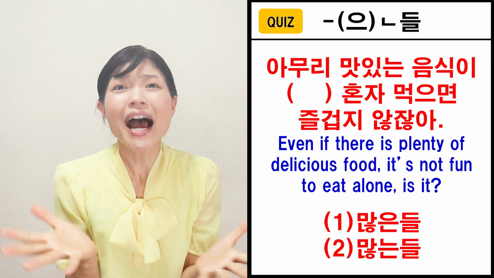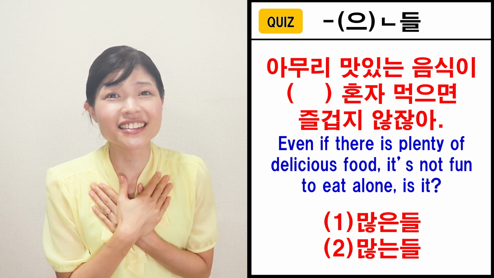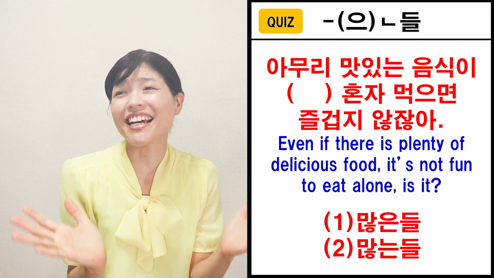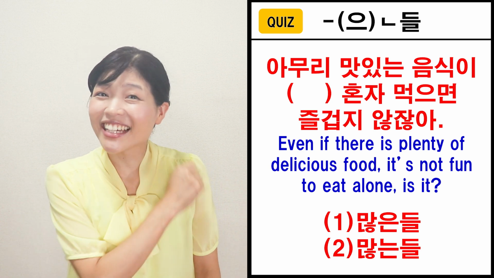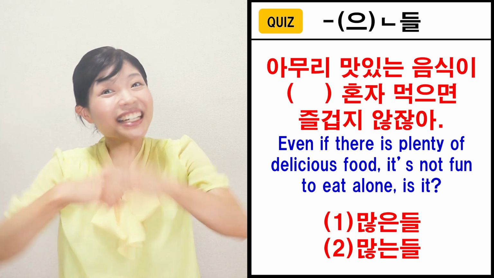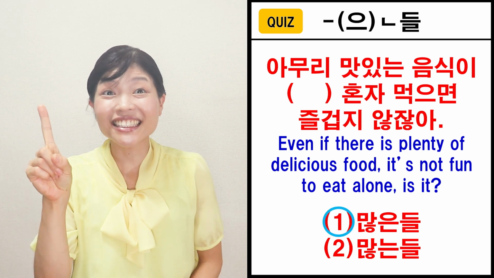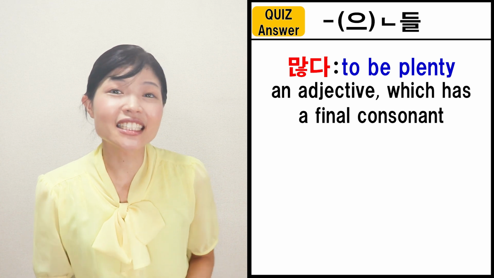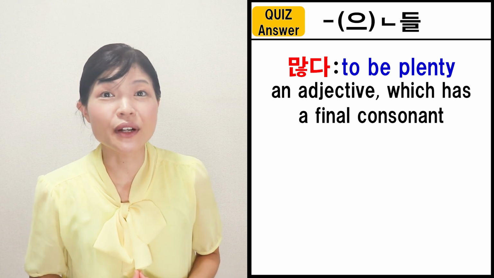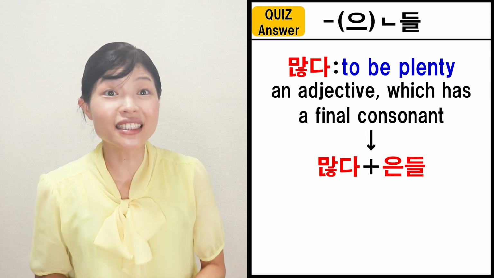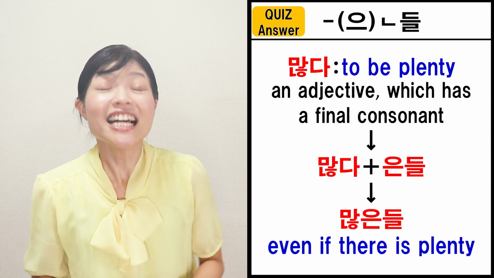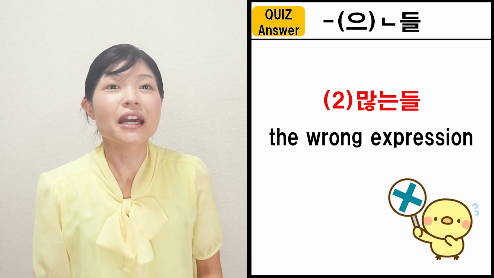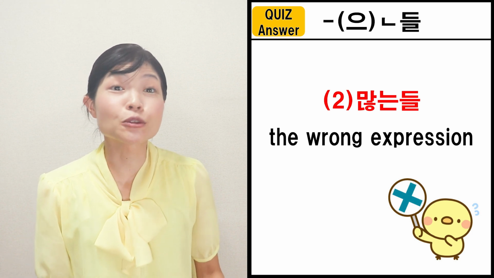That's so true. I totally agree with this sentence. You wanna eat food with your loving friends and family, right? Anyway, the correct answer is number 1. 많다 is to be plenty. Since this is an adjective which has a final consonant, you attach 은들 to say 많은들, even if there is plenty. Number 2 is wrong because 맞는들 is the wrong expression.